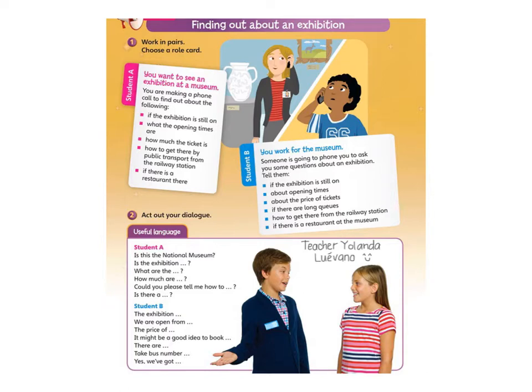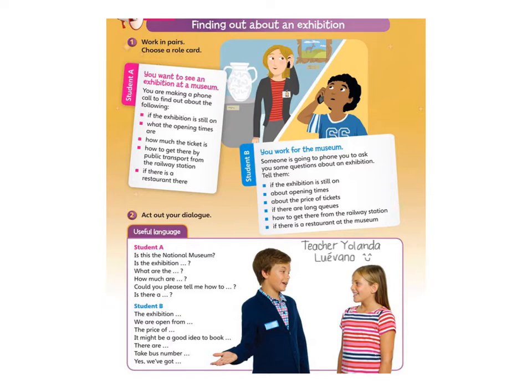Student A, you want to see an exhibition at a museum. You're making a phone call to find out about the following. If the exhibition is still on. What the opening times are. How much the ticket is. How to get there by public transport from the railway station. Remember railway station? It has rails, so it's a train station. If there's a restaurant there.